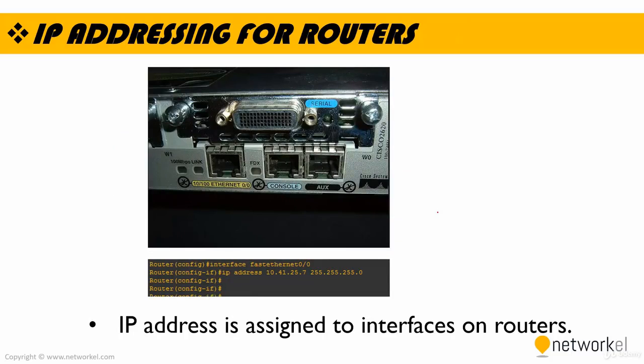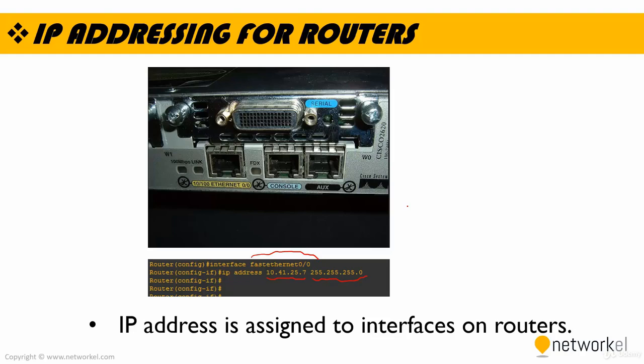And let's take a look at the IP addressing for routers. If I want to set an IP address on a router, I use this command, interface fast ethernet and so on. IP address is assigned to interfaces on routers. Okay. I use this command, interface fast ethernet 0/0 in this example. This can change depending on which interface I need to configure. And I type ip address, my IP address, and my subnet mask that I want to configure on the router.